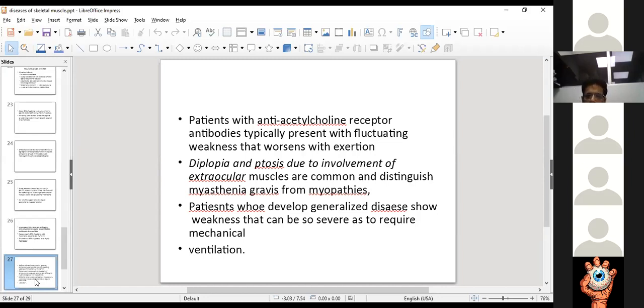Diplopia and ptosis due to involvement of extraocular muscles are common and distinguish myasthenia gravis from myopathies, in which generally larger muscle groups are more involved. Diplopia and ptosis are more common because the more a muscle performs active, fine movements, the more action potentials are generated, so these receptors exhaust faster. So muscles with fine movements exhaust sooner. Patients who develop generalized disease show weakness that can be so severe as to require mechanical ventilation.